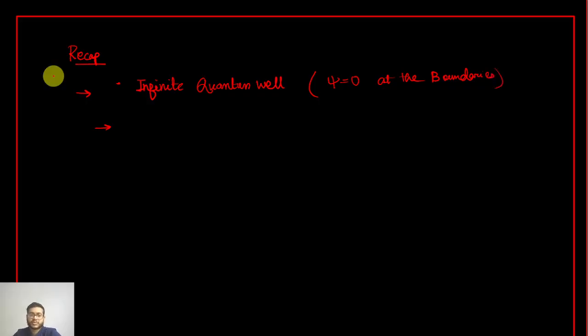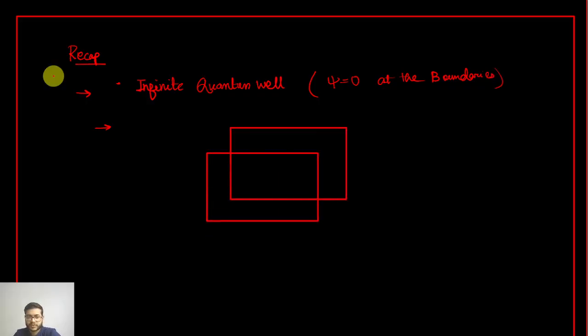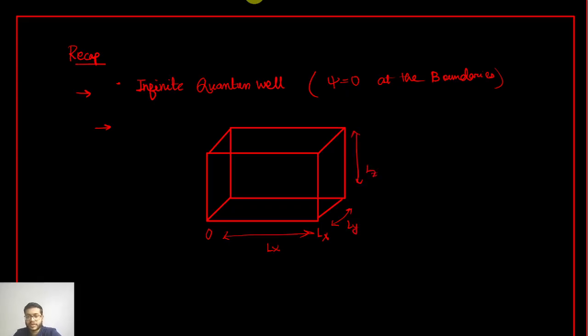And we also had this cuboid, with the periodic boundary conditions. Let's say this is Lx, towards the x direction, this is Ly, and this is Lz. So we had psi of 0, y, z equals psi of Lx, y, z, and psi of x, y, 0 equals psi of x, y, Lz.